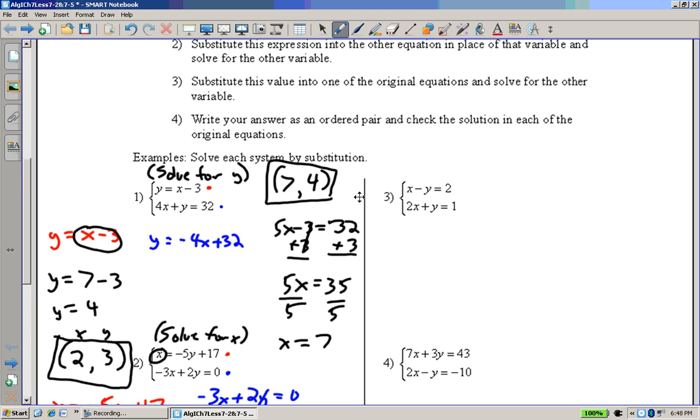Okay, now in number 3, it's not going to be quite so easy. The reason being that they haven't really told you what you're supposed to solve for. Now, it doesn't matter. You can solve for x or you can solve for y. In fact, let me prove it to you.